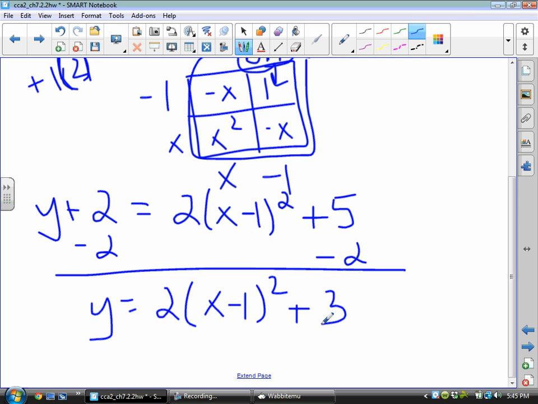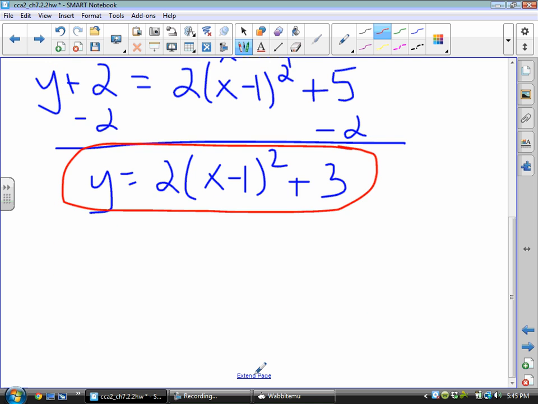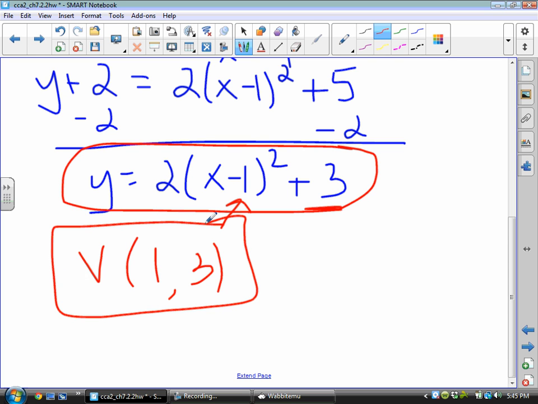So I have y equals 2 times x minus 1 squared, and then plus 3 on the end. So it is in graphing form. It also asks you for the vertex. The vertex is the opposite of this number, so a positive 1, same as this number. So 1 and 3 should be our vertex right there.